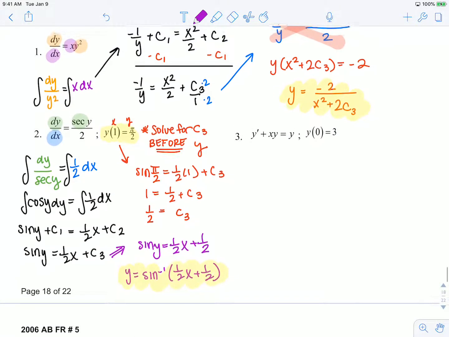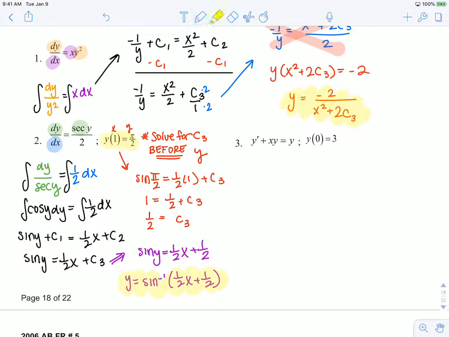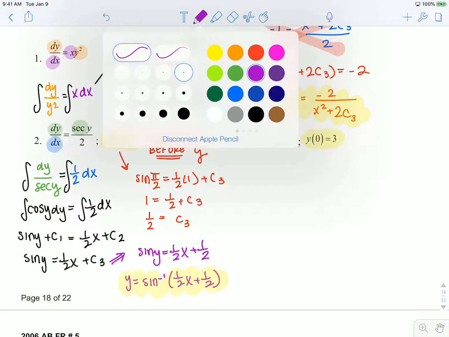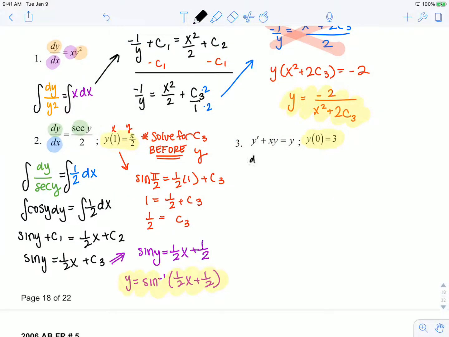Here in number 3, we have another initial condition, y of 0 equals 3. So let's solve this differential equation. Now remember, y prime is the same as dy dx. And we can isolate dy dx by moving xy to the other side. Now that we have dy dx on its own, we need to separate variables.